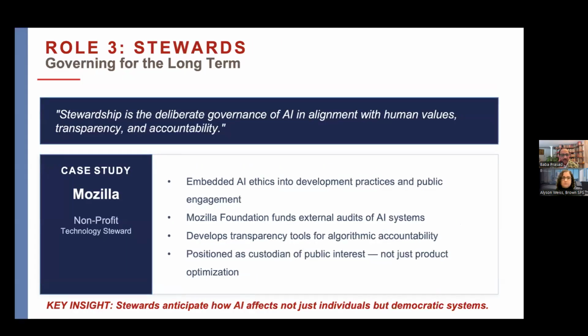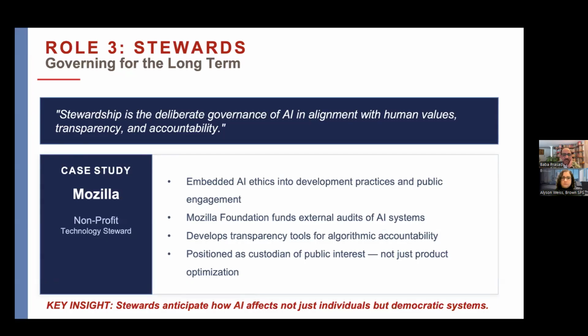And the third case is Mozilla. Mozilla, of course, started out as Netscape long, long ago when the browser started, and then it became an independent organization. It does have a browser, but more importantly, its mission is that it is actually the foundation. It funds external audits of AI systems. It develops transparency tools, and it is positioned to be a custodian of public interest, not just a product optimization tool. So it's a non-profit technology steward which sits on the outside and helps organizations think about ethics.